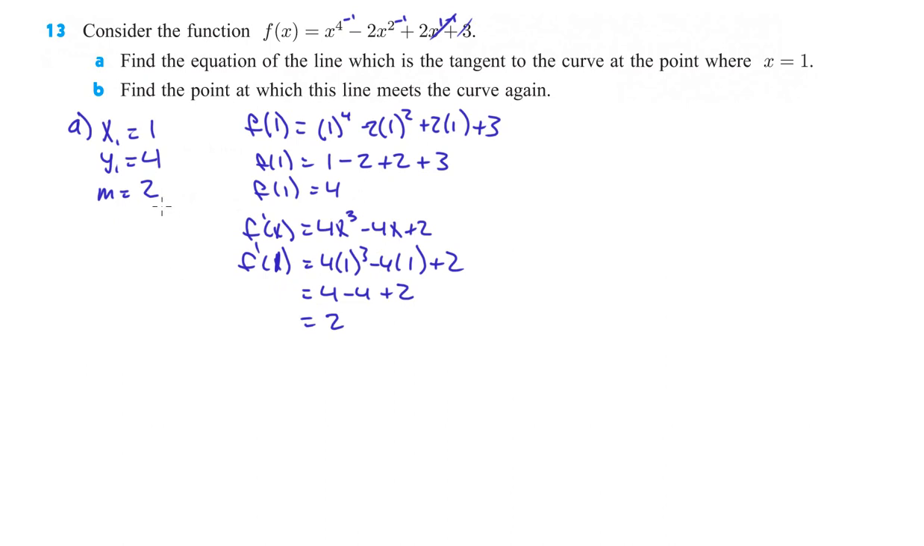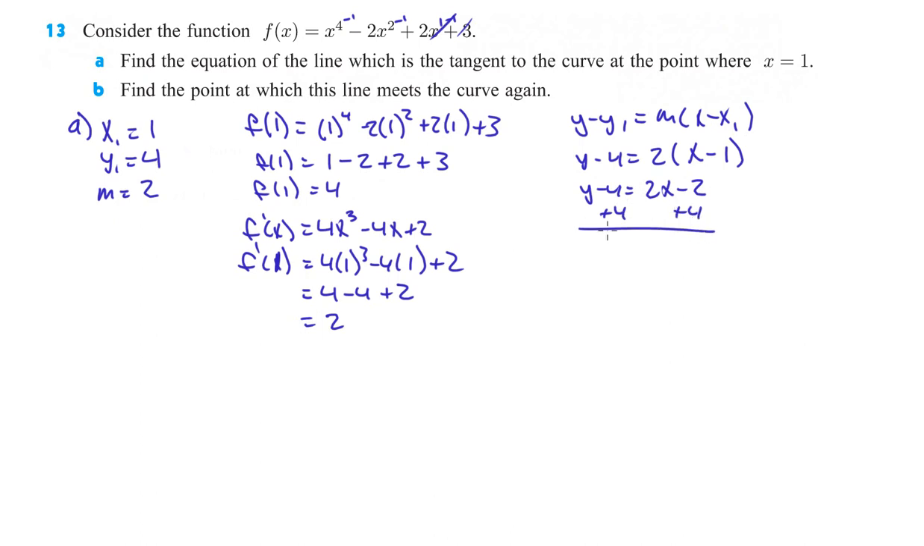So our equation to the line, let's see, let's just keep working this way. We got y minus y1 equals m times x minus x1, right? So y minus 4 equals 2 times x minus 1. Distribute our 2 through, and we get 2x minus 2. Add 4 to both sides, and we get y equals 2x plus 2. Okay, so there's the equation of the line which is tangent to the curve at x equals 1.